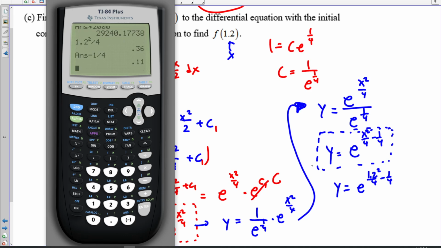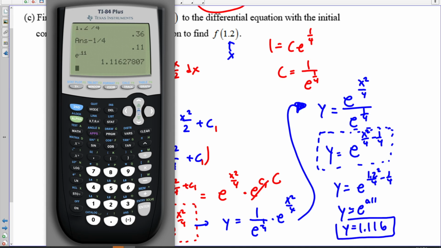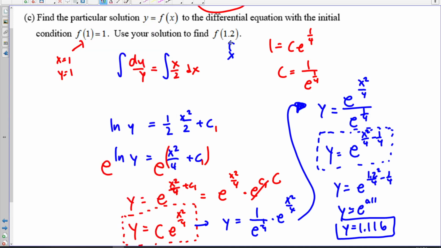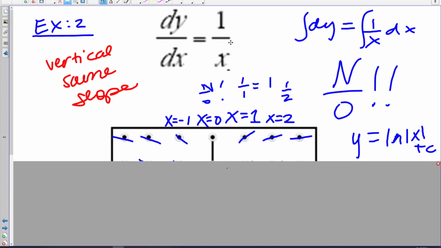So what I get here is y is equal to e raised to the 0.11. So let me do that. Second e raised to the 0.11. And so that answer is y is equal to 1.116. Remember, you always have to go 3 decimal places, and round correctly or truncate. All right, and that's my answer for f of 1.2.